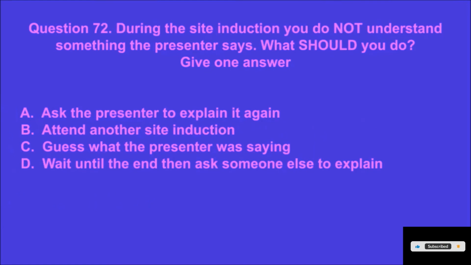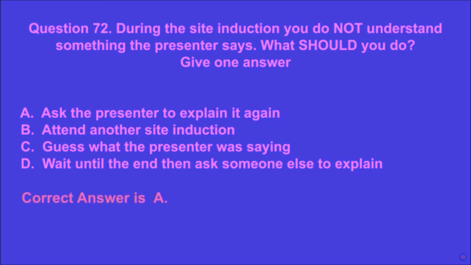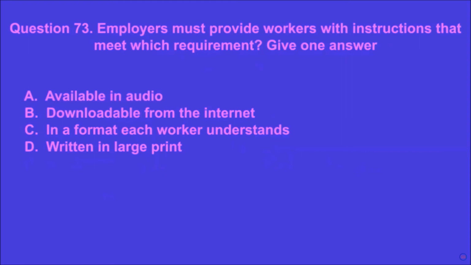Question 72. During the site induction you do not understand something the presenter says. What should you do? Give one answer. A. Ask the presenter to explain it again. B. Attend another site induction. C. Guess what the presenter was saying. D. Wait until the end then ask someone else to explain. Correct answer is A. Question 73.